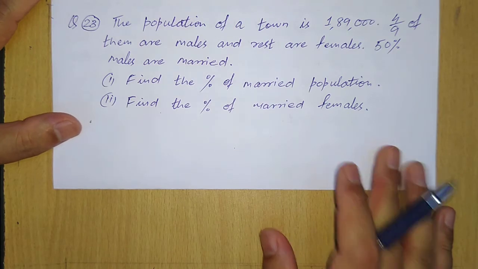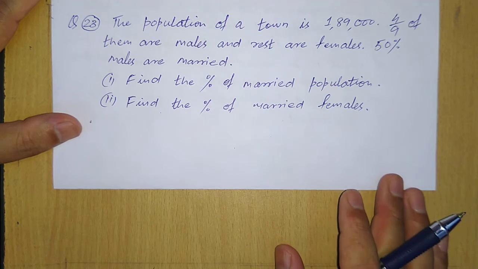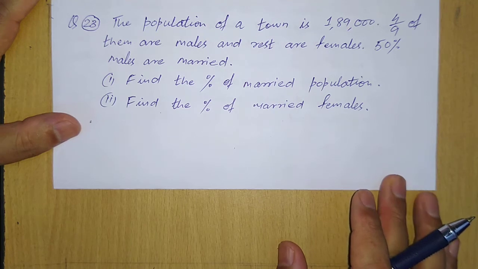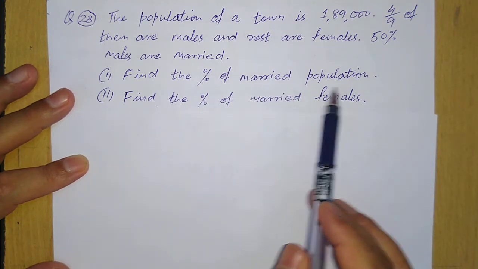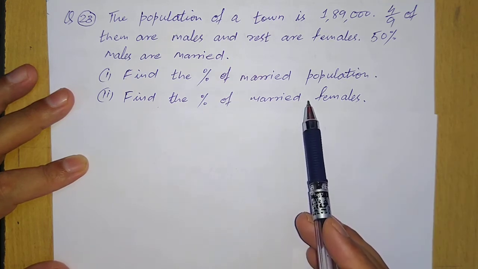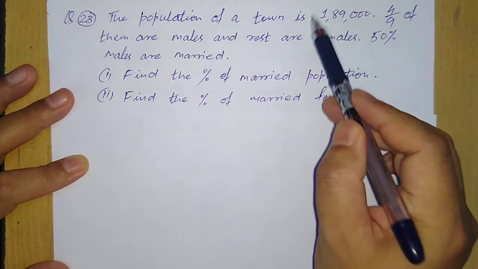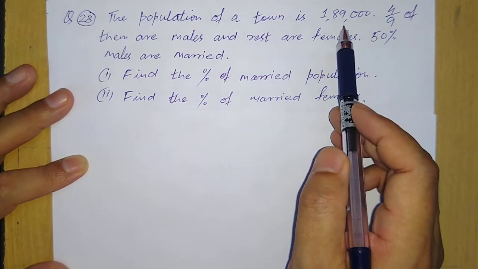Question number 23. The population of a town is 1,89,000. 4/9 of them are males and the rest are females. 50% males are married. We need to find the percentage of married population and also the percentage of married females. Now whenever we want our answer in percentage, we don't need the real values. While comparing, we will ignore them.